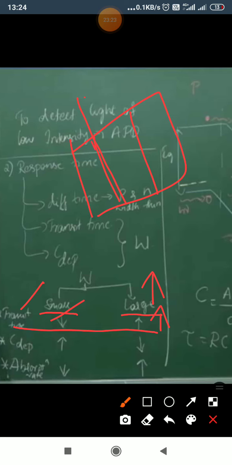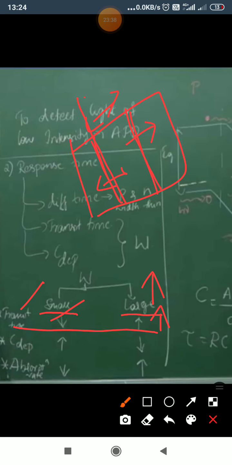Understanding my point? This is about the depletion region. If the width is less, then the electron which has to go back to its original region and the hole which has to go back to its P region will take less time. If the width is large, it has to travel a long distance.